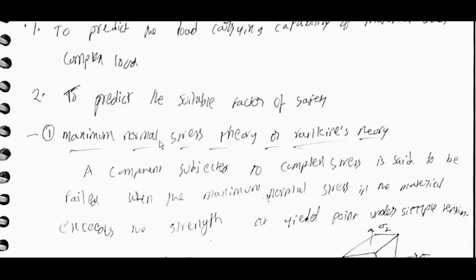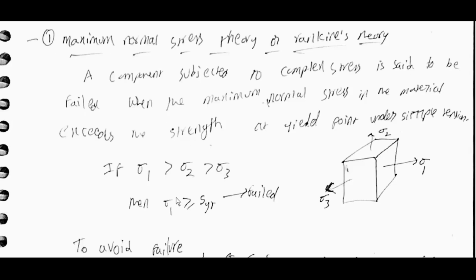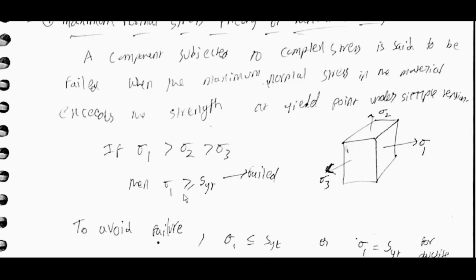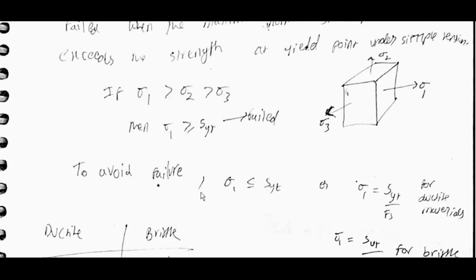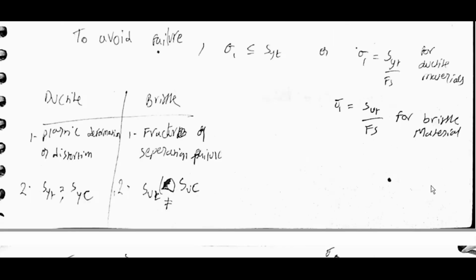First theory, maximum normal stress theory or Rankine's theory. A component subjected to complex stress is said to have failed when the maximum normal stress in the material exceeds the strength at the yield point under simple tension. If sigma 1 is greater than sigma 2 greater than sigma 3, then sigma 1 greater than or equal to SYT means it has failed. To avoid failure, sigma 1 is less than or equal to SYT, or sigma 1 is equal to SYT by FS for ductile material. Sigma 1 is equal to SUT by FS for brittle material.